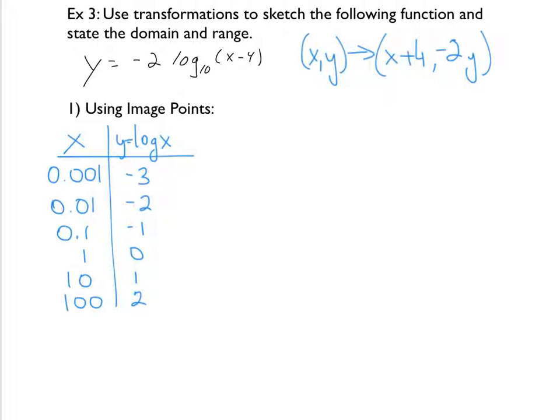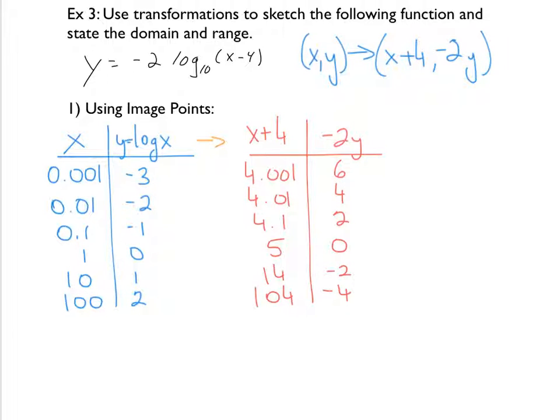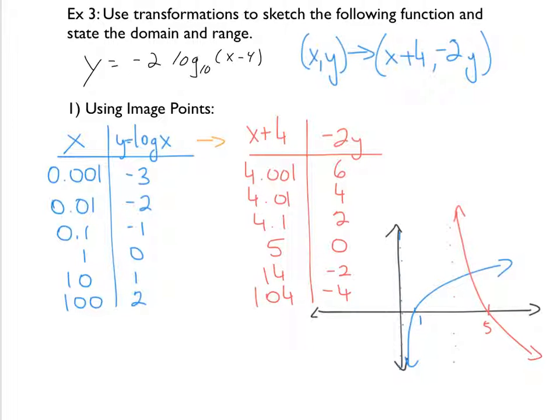Now let's use our mapping formula with these image points, and we get this new table of values. These are the image points for the transformed function. Now to graph it, this is our parent function, and our transformed function looks like this. Notice that our d value is 4, so our vertical asymptote has shifted over 4 units as well.